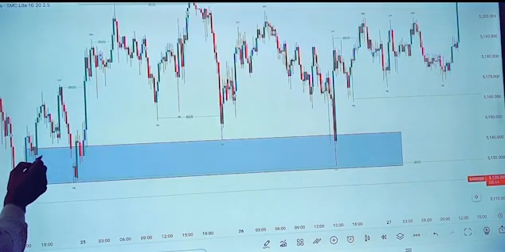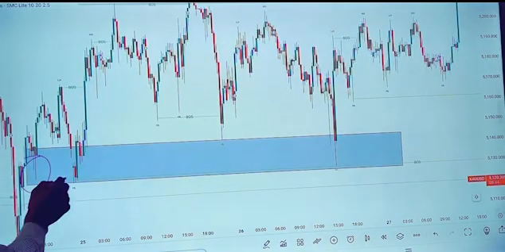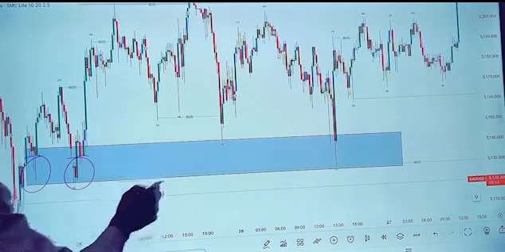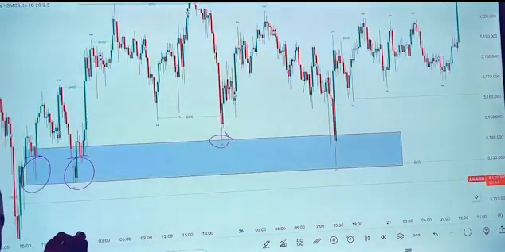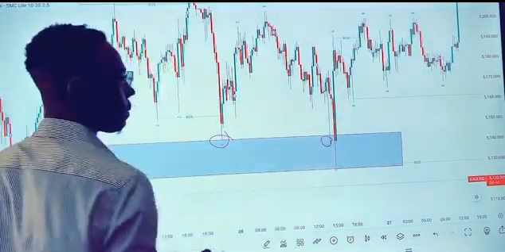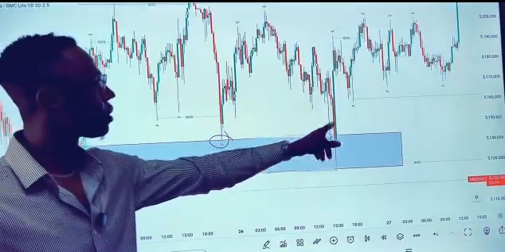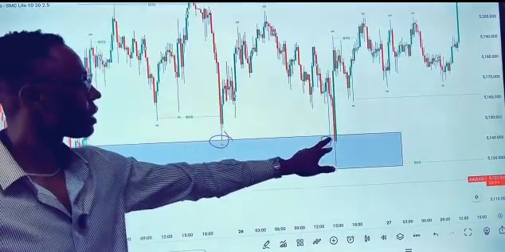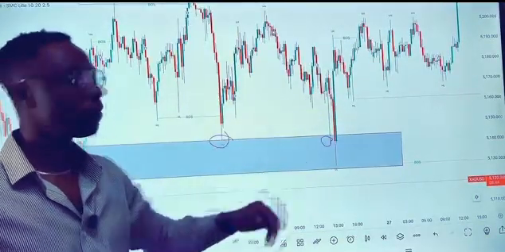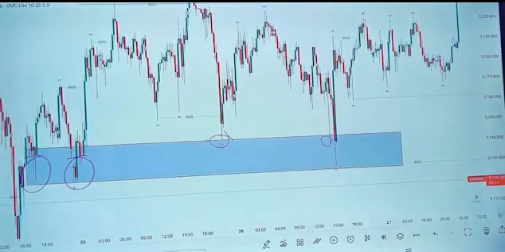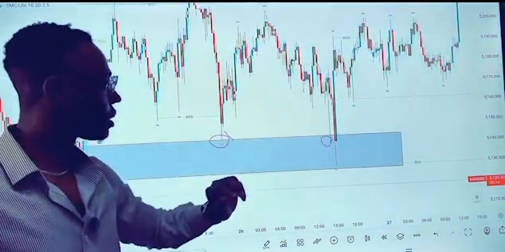So now we have our rejection area here. This is a rejection area. Price got here and was rejected from this zone with a very high wick. This is a dragonfly doji. The last candle is a dragonfly doji.